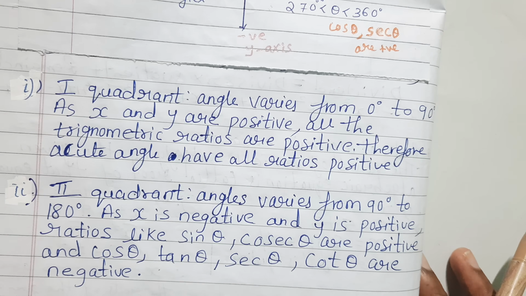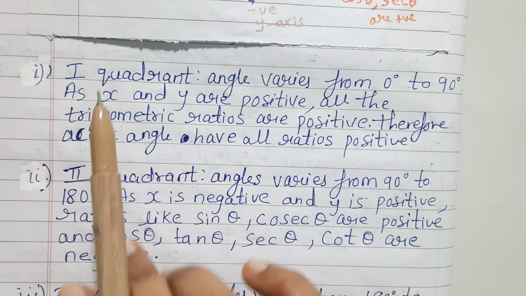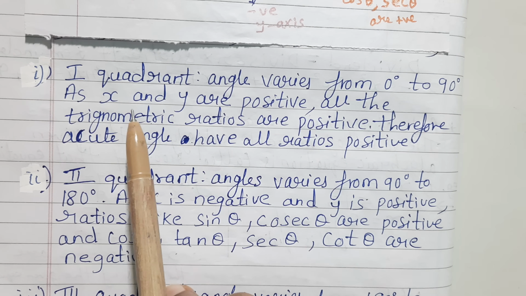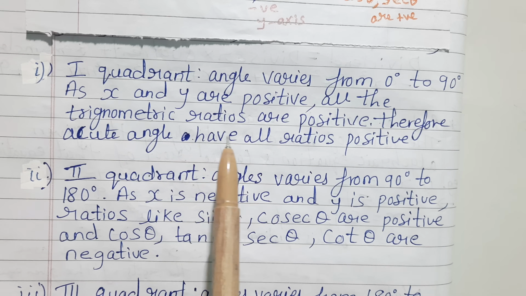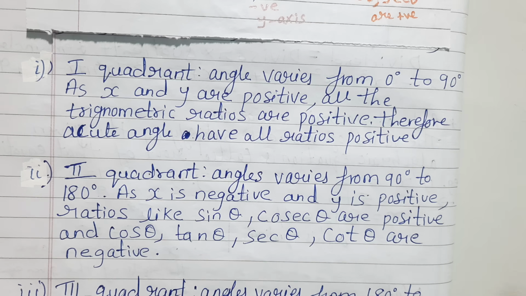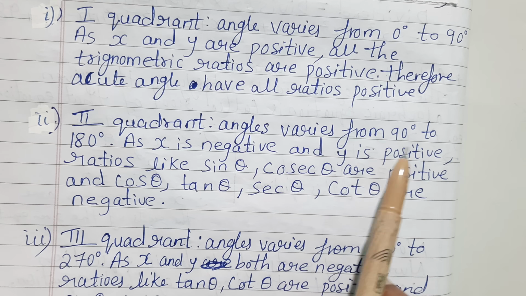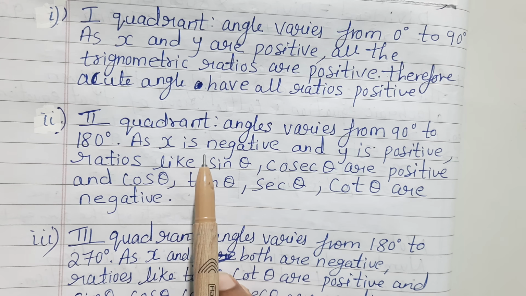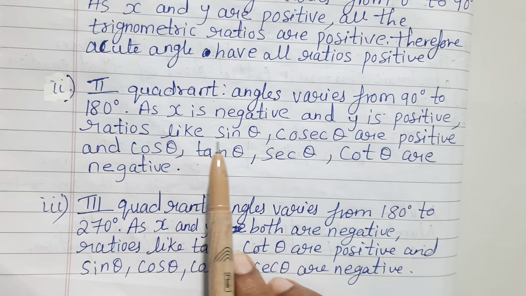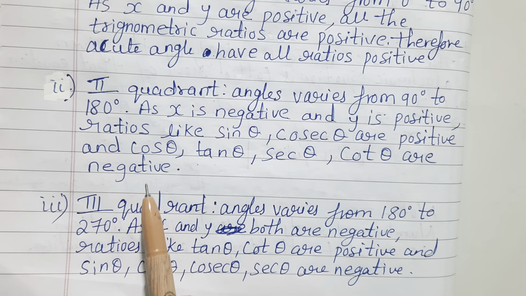Now let us read this part very carefully because this part is important. So we are talking about the first quadrant. Here the angle varies from 0 degrees to 90 degrees, as x and y are positive. All the trigonometric ratios are positive. Therefore, acute angles have all ratios positive. The second one, the second quadrant, talks about angles varying from 90 degrees to 180 degrees, as x is negative and y is positive. Ratios like sin theta, cosec theta are positive and cos theta, tan theta, sec theta, cot theta are negative.